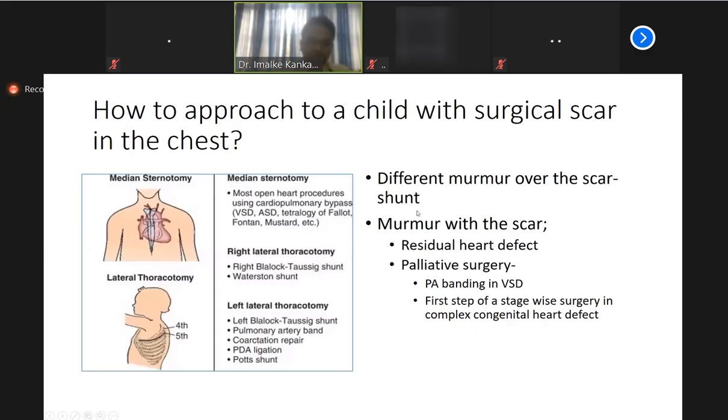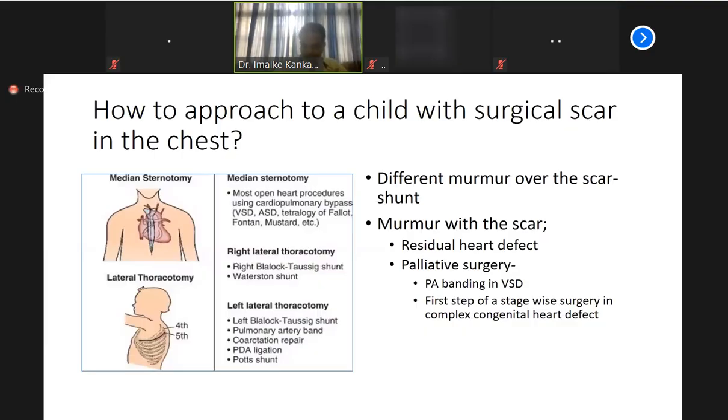Now, if it is due to a shunt procedure, like in tetralogy of Fallot, if you see a scar on the back of the scapula, that is, unless proven otherwise, a BT shunt scar. A different murmur over the scar means there is a shunt. If you can hear only one murmur but there is a surgical scar, it could be due to two reasons. Highly likely the child would have undergone a curative procedure, but there is a residual VSD or some residual cardiac lesion left.